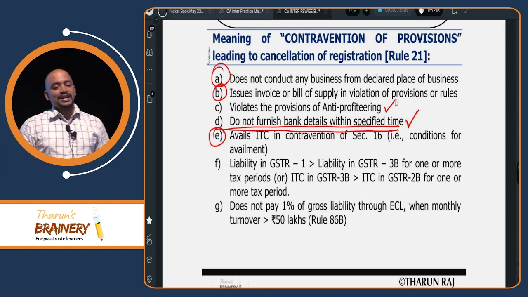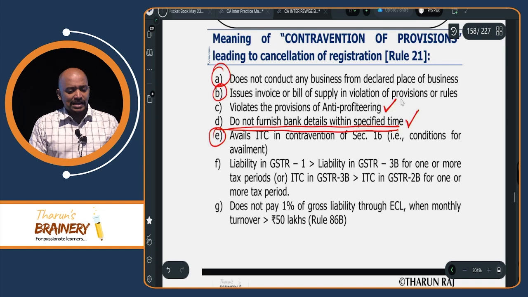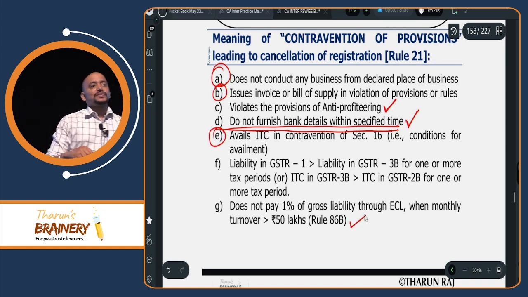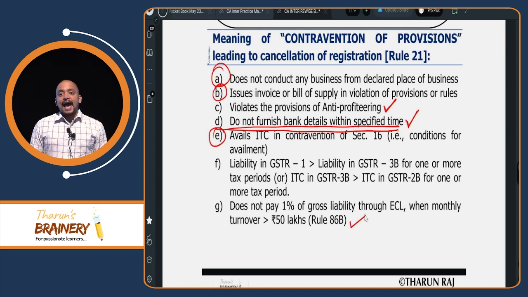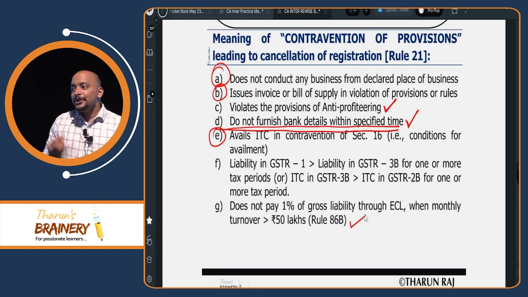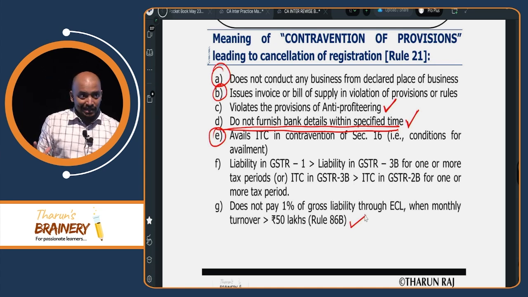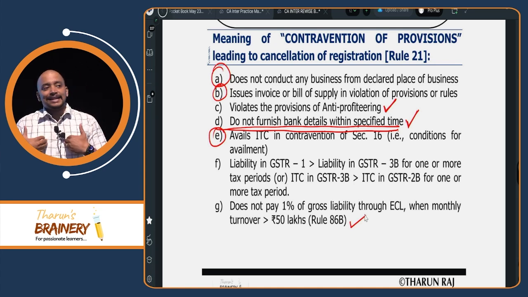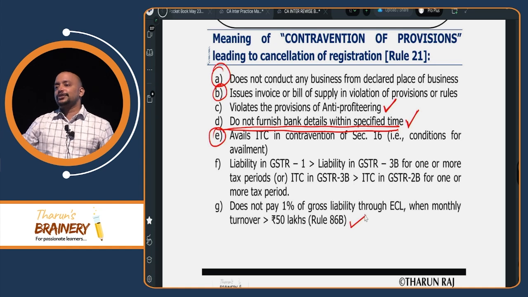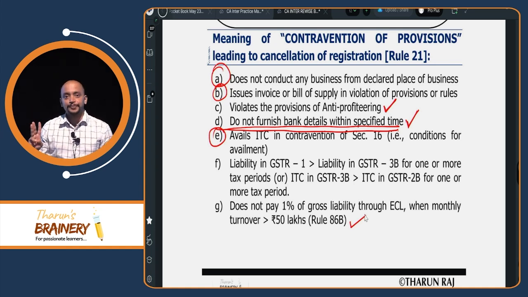So violation of furnishing bank details, violation of the provisions of anti-profiteering, and violation of Rule 86B. What is violation of Rule 86B? I have to pay 1% of my gross liability through electronic cash ledger. If I am not paying 1% of my liability through cash ledger, then I am violating that provision. Then also it will lead to cancellation of registration.